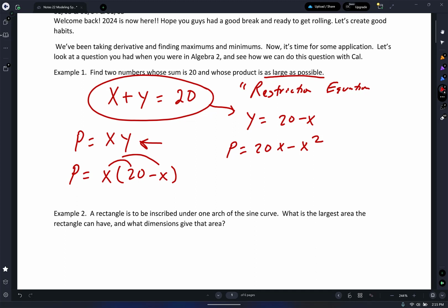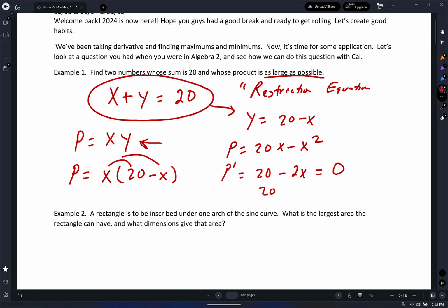So are we okay so far? Nothing crazy, right? Again, what did I say? This is what I want to maximize, so that is what I'm going to take a derivative of. Whatever you want to maximize or minimize is what we're taking the derivative of. Does that make sense? So here we go. P prime, what's the derivative of 20x? 20, minus the derivative of x squared, 2x. And now you're going to solve for a critical number to see if that critical number is a max or a min.